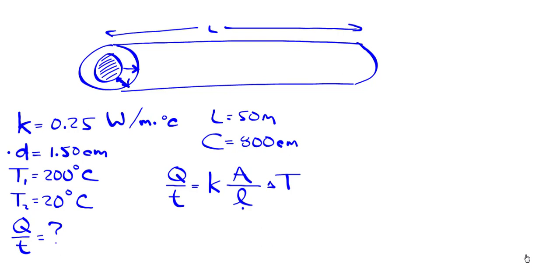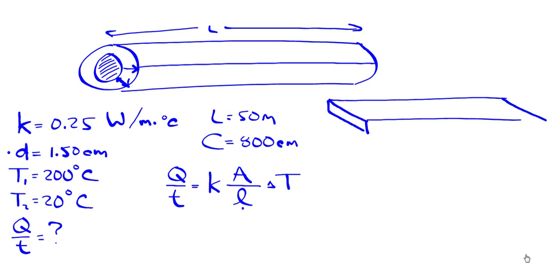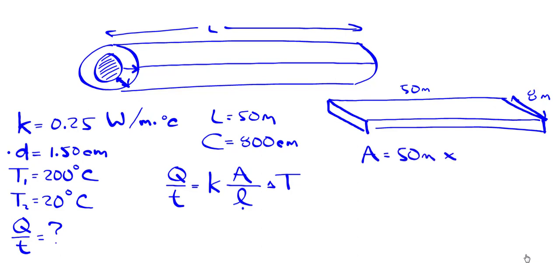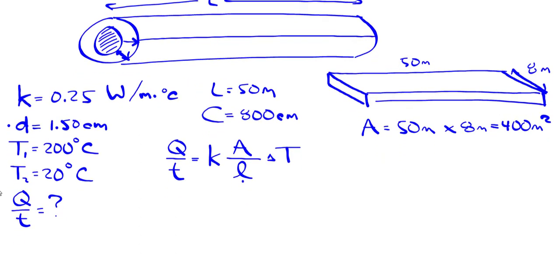That length of the pipe is not the L that goes in here, and you have to be able to make those mental shifts when you do problems like this. What I'm going to do next is let's calculate that area. I'm going to imagine that if I slit this material and unwrapped it from around the pipe, which is probably how it was installed in the first place, I'm going to get a somewhat flat sheet of material that's 50 meters long, and this dimension is actually the circumference. When you wrap it around the pipe, that becomes the circumference. 800 centimeters is 8 meters. So the area is just going to be 50 meters times 8 meters, which is 400 square meters. Now I can plug the numbers into the formula and see what we get.